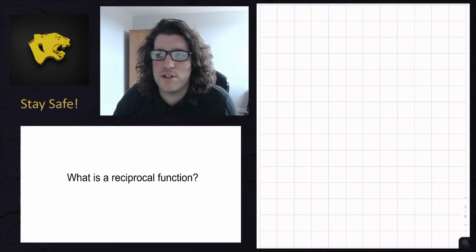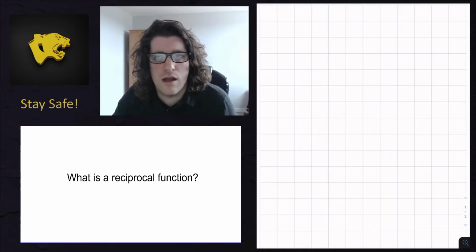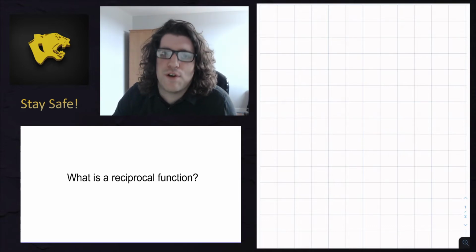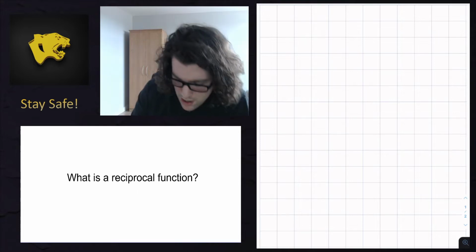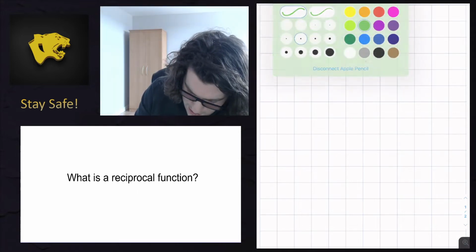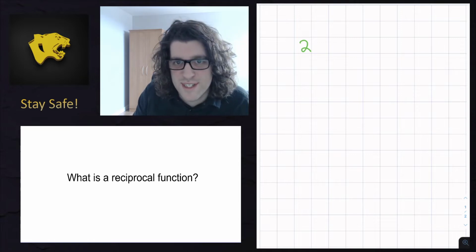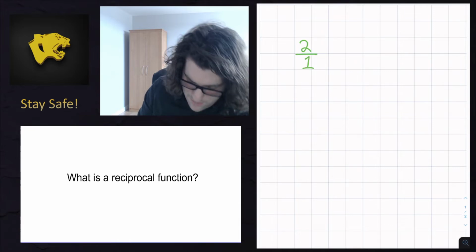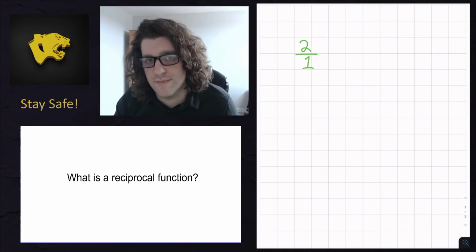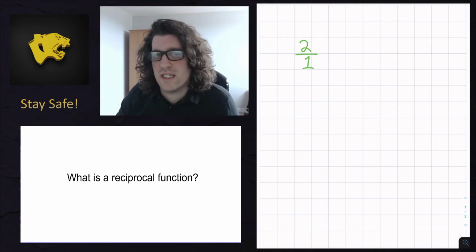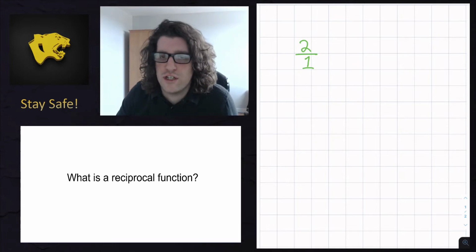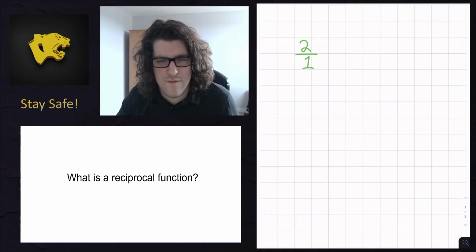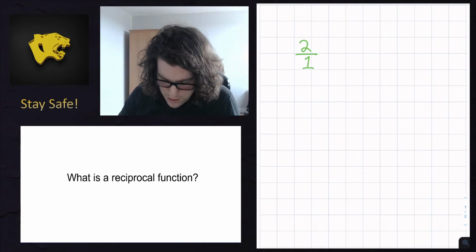Now, you should have a reasonably good idea about what a reciprocal function is because you know what a reciprocal is. So if I said, for instance, we have the value 2, what is the reciprocal of 2? If you don't automatically know what to do there, you can always write any value with a denominator of 1. It doesn't change the value of what you're looking at.